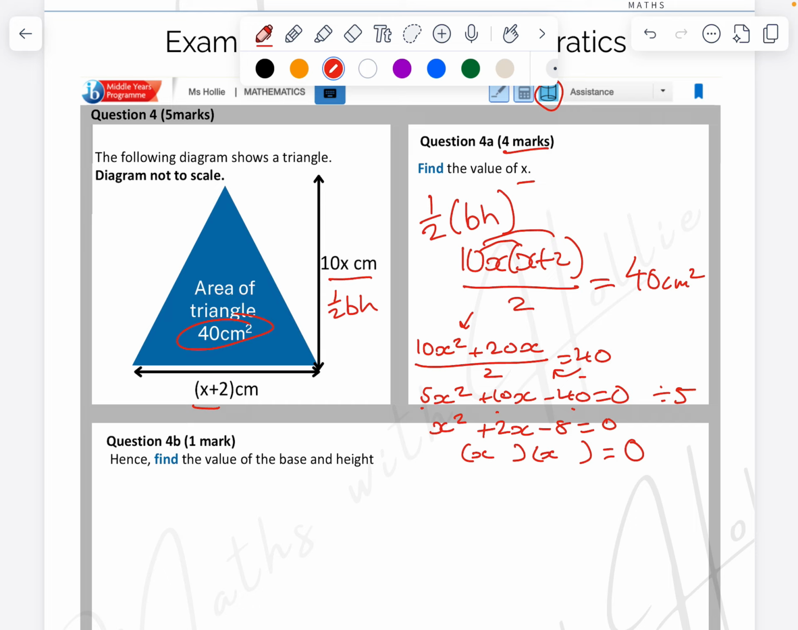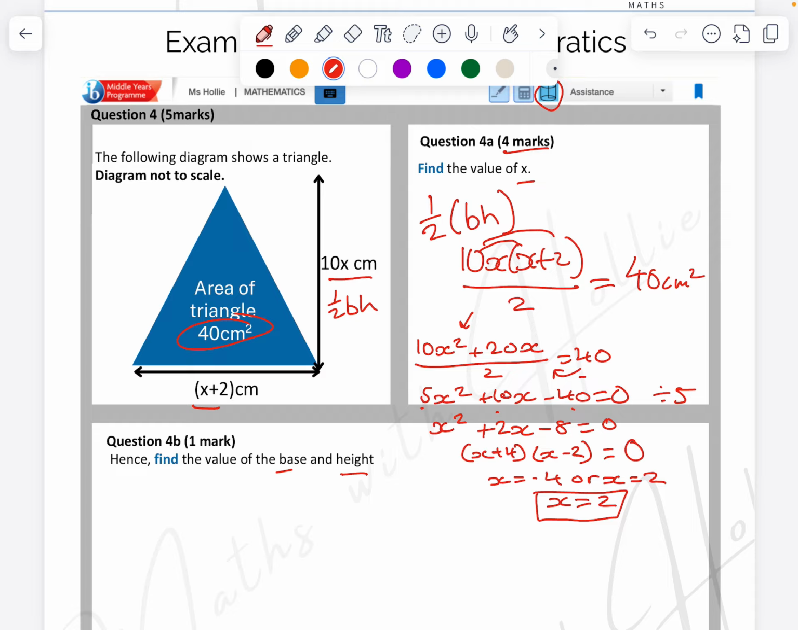So 2 numbers that times to give you negative 8, but add to give you 2. We're going to have positive 4, negative 2. If they have to equal 0, that means x is minus 4 or x is 2. So because we're talking about the sides of a triangle, in this question, x can only be 2.